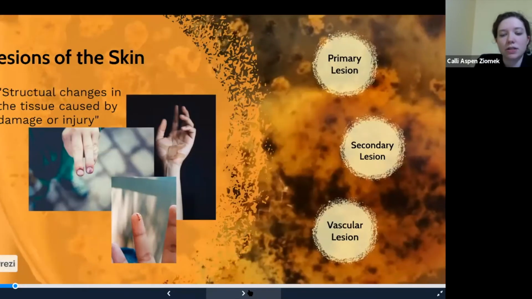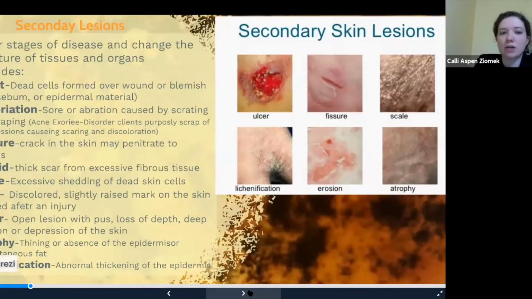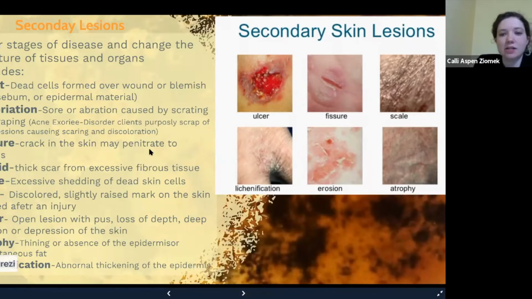Your secondary lesions, these are the later stages of the disease, and they change the structure of the tissues or the organs. So with the other ones, the skin was still intact. It had a condition on it, but the skin itself wasn't damaged. Secondary lesions is actually completely changing the skin.